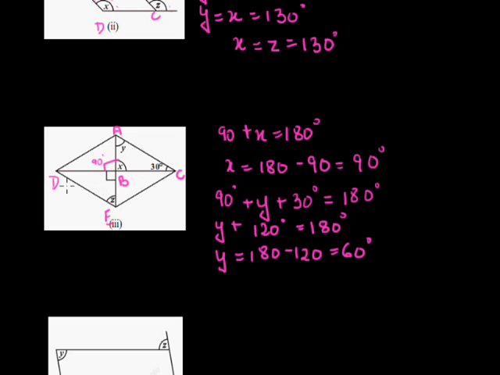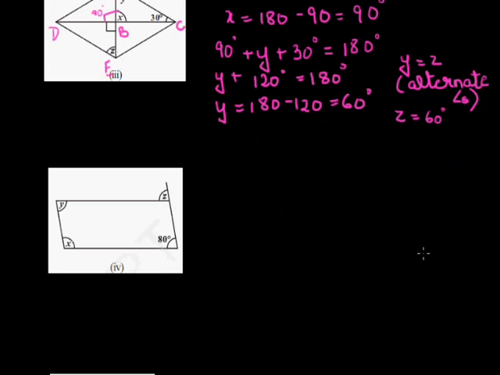Now AC is parallel to DE, so I can say Y and Z are the alternate angles. So Y will be equal to Z because they are the alternate angles. So the measure of Z will also be equal to 60 degree. So X is equal to 90 degree and Y, Z are equal to 60 degree.